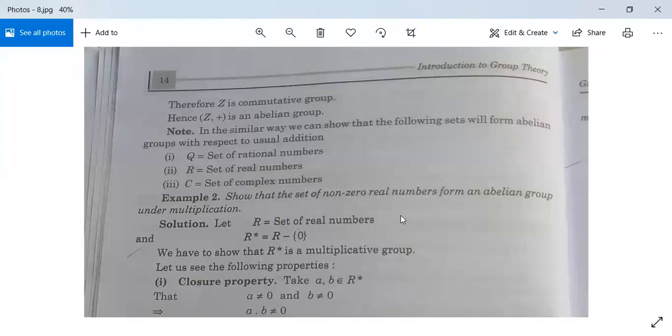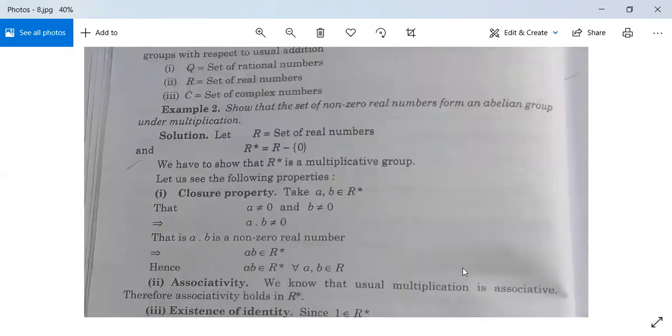Show that the set of non-zero real numbers forms an abelian group under multiplication. We need non-zero real numbers. Let R be the set of real numbers and R star is R minus 0. We remove one element, 0, from R, so it is R star. We have to show that this R star is a multiplicative group. Why? Because the binary operation we are using is multiplication. Let us see the following properties.